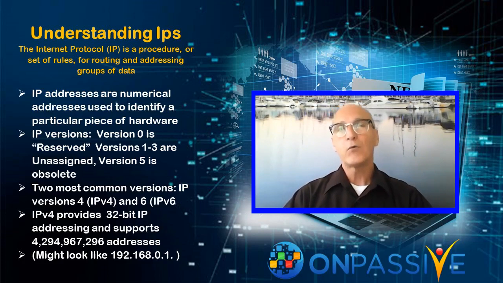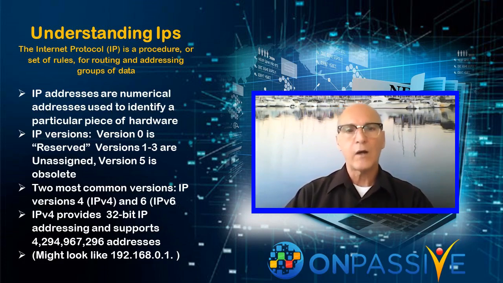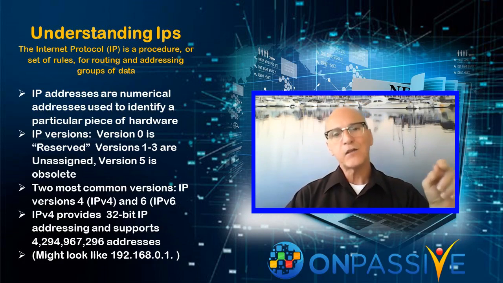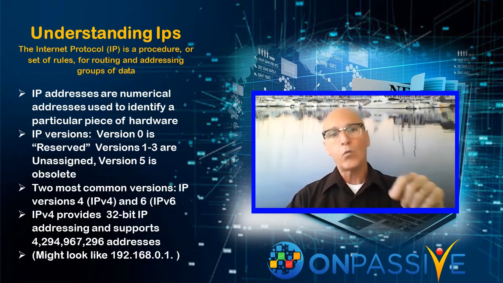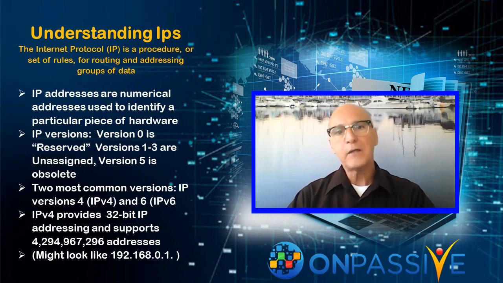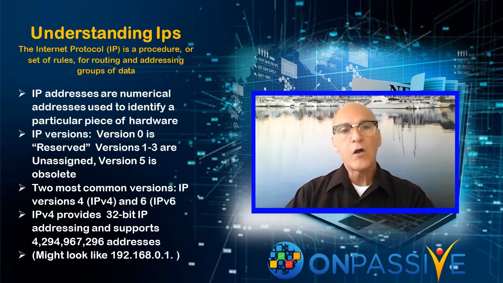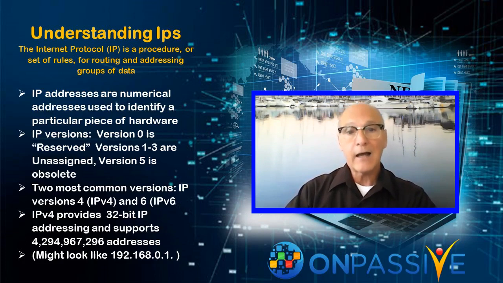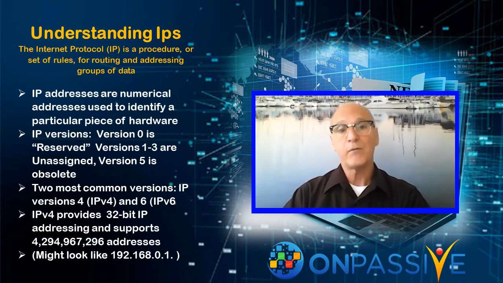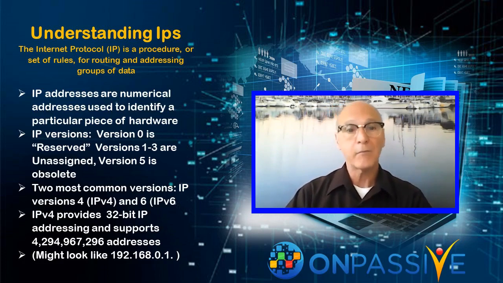Now, if you want an example of that, if you look at an address that looks like 192.68.0.1, that's what an IPv4 address might look like. Incidentally, for those of you that have consumer routers in your house, that is a standard address for a default router for IPv4. So you've probably seen that before, right?